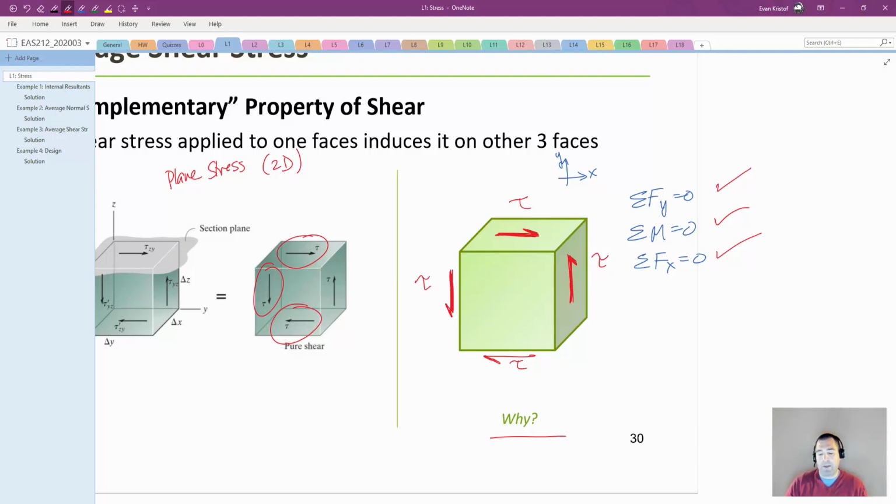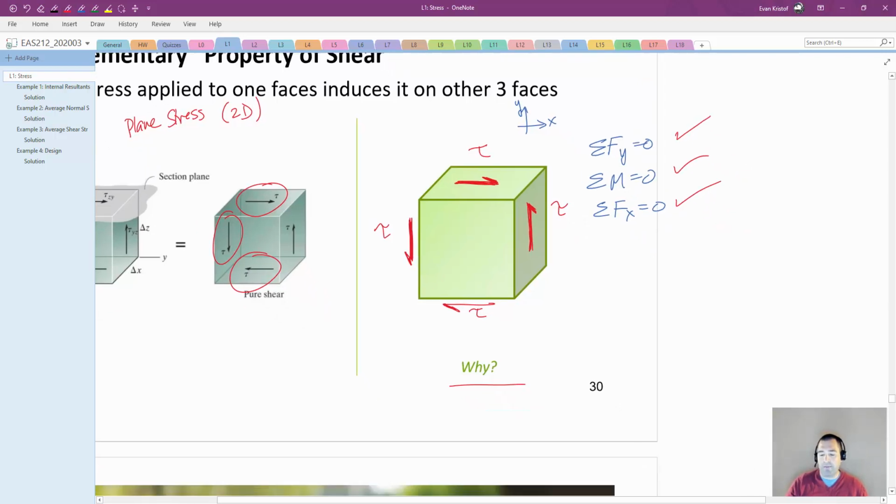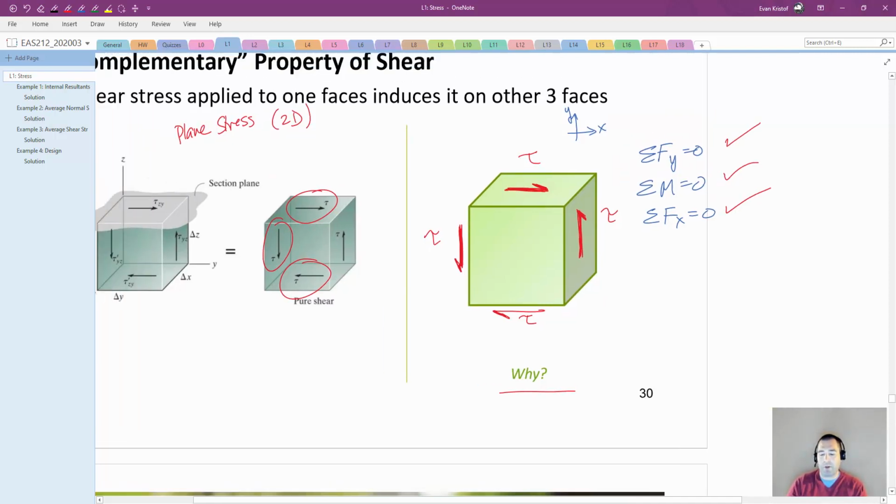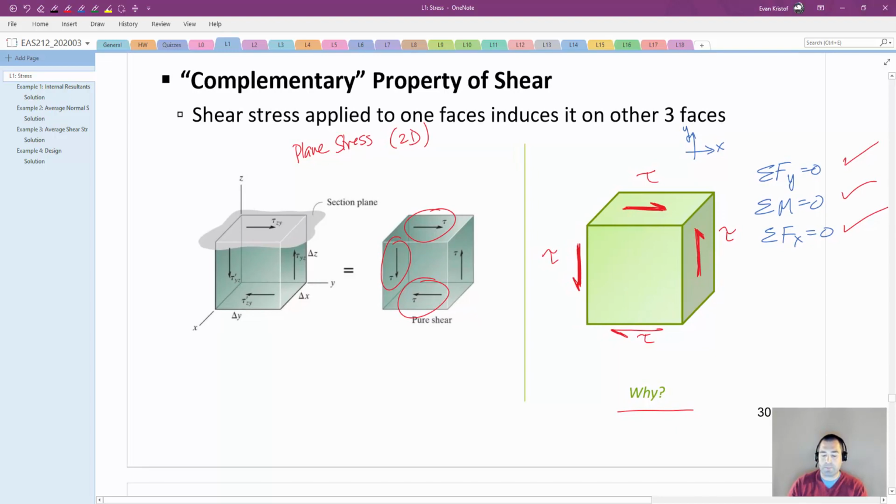We'll see eventually that once you induce a shear stress on one side of your differential element, it will automatically go to the other three sides in this kind of distribution. And we'll see this with the shear strain. We'll actually see the geometry change of what a shear stress is trying to do to these differential elements and see how it deforms. But this is a very important thing to remember, the complementary property of shear stress.